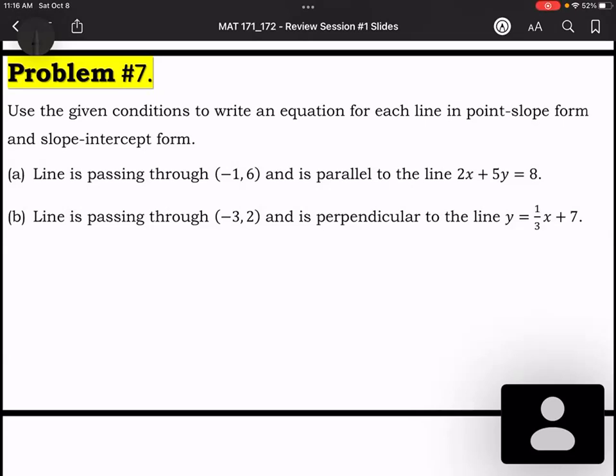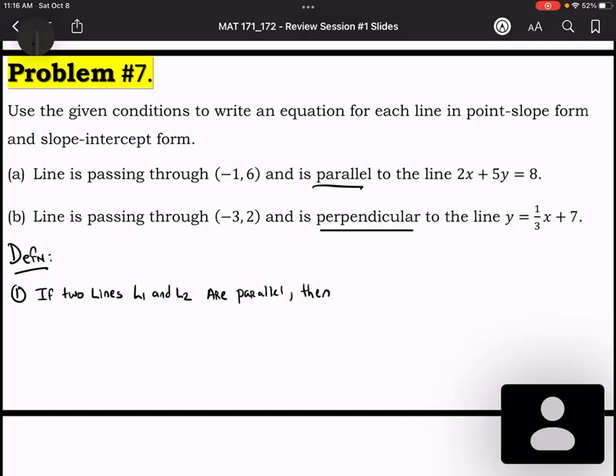Okay, so we need a couple of definitions. We need to know what it means for two lines, we'll call them L1 and L2, to be parallel, and what it means for those lines to be perpendicular. So if two lines, L1 and L2, are parallel, then what do we know about those lines? What is something that we should know about two lines that are parallel?